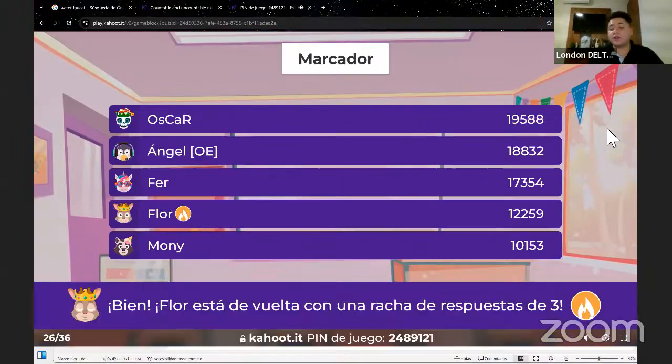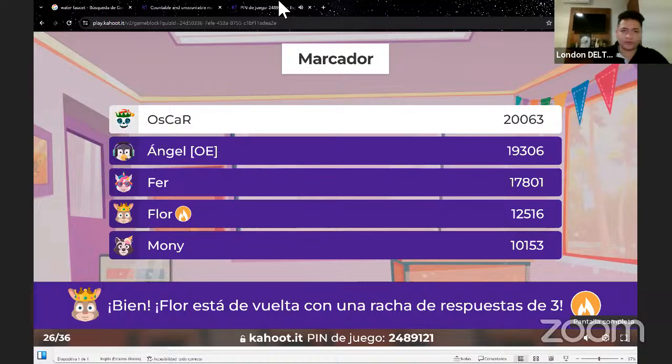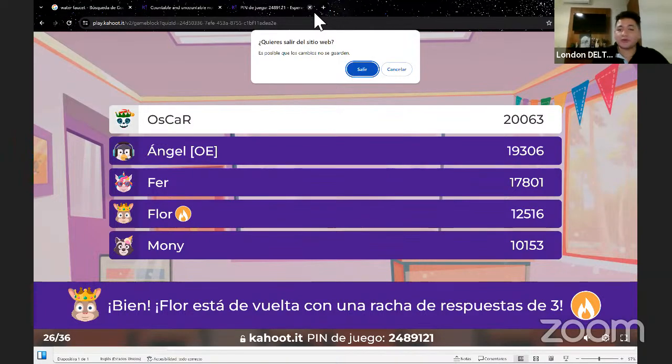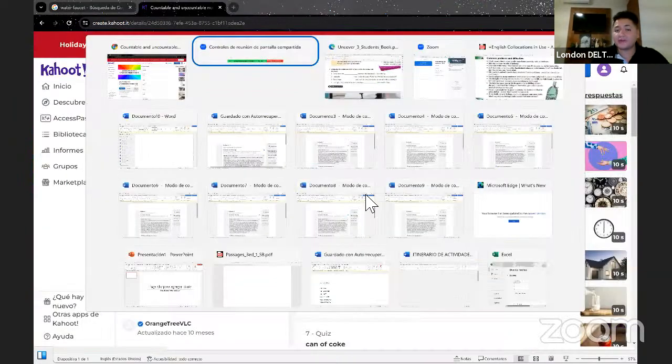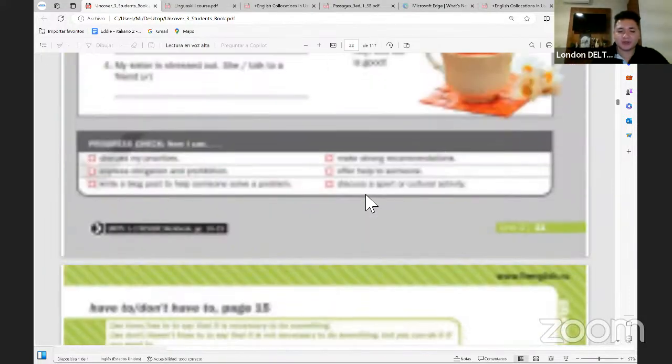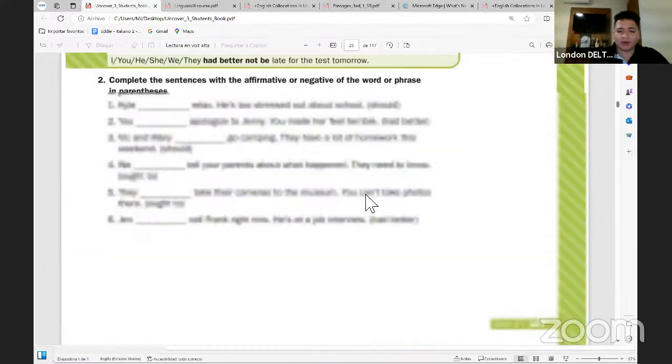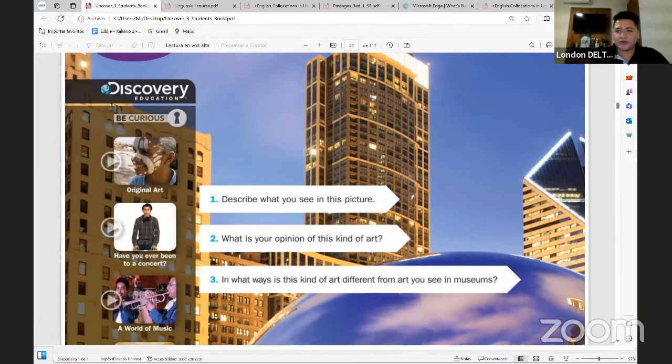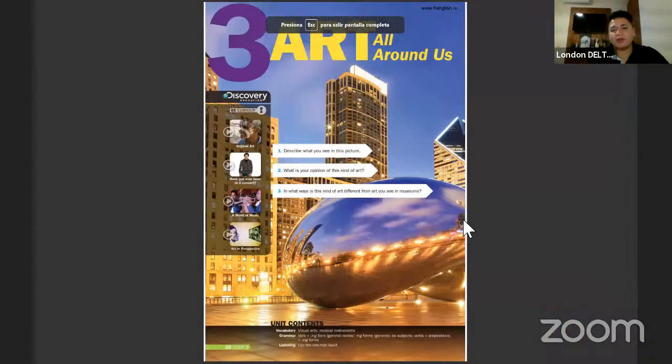So I think it's clear, right? We're going to finish the exercise. We're going to continue. So this is for you to remember when to use a few, a little, too many, too much, etc. So with this, we finish this unit. We're going to move on now to unit 3. So in the unit 3, we're going to learn about art. We're going to be talking about art.